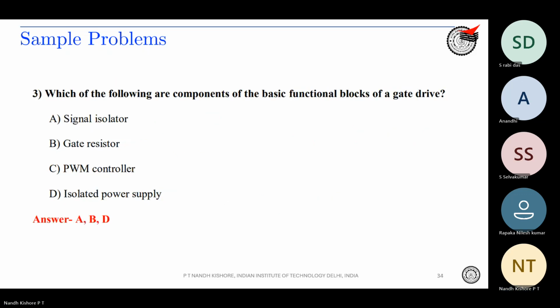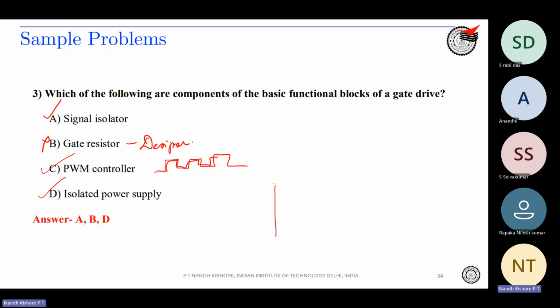Which of the following are components of the basic functional blocks of a gate drive? Signal isolation, yes, we just noted it down. It does signal isolation, right? Gate resistor, no. Gate resistor, as we just mentioned, is with the designer. It is not inside any IC. And of course, it acts as a PWM controller. Whatever PWM signals you give, it will boost up according to the required voltage level. And of course, it will give you an isolated power supply. I mean, you need an isolated power supply to operate the gate driver.